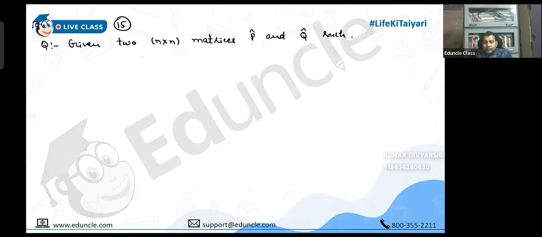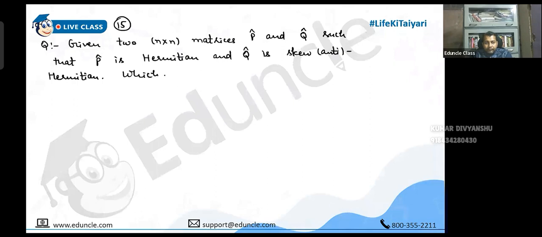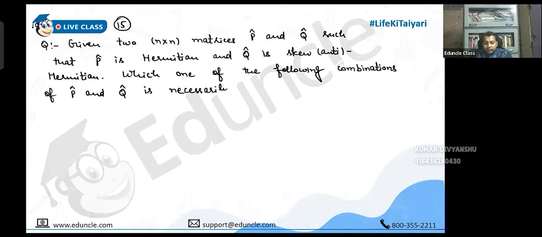So 2n cross n matrices, that is square matrices, are given such that one of them is Hermitian. So be careful while answering this question.